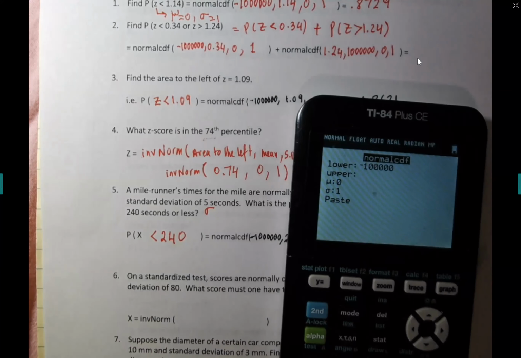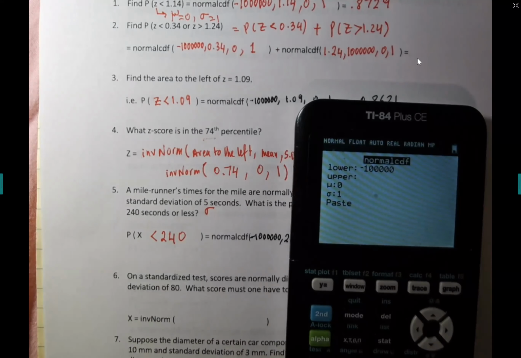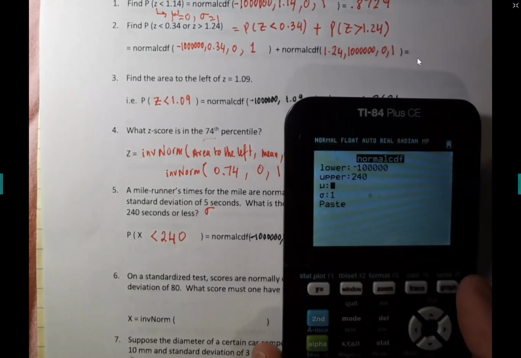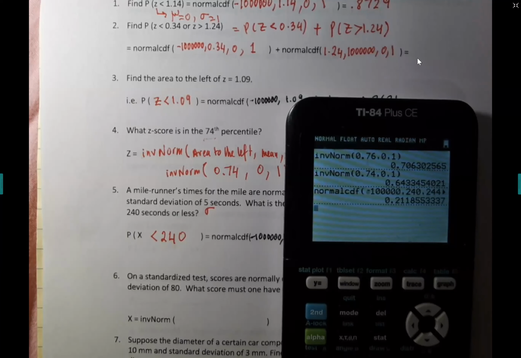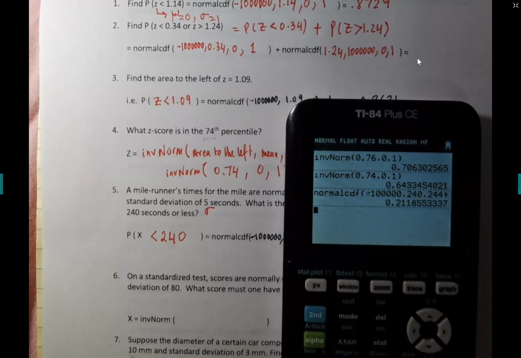Students always ask me, we get confused: when do we use normal CDF and when do we use inverse norm? Normal CDF, you use it to find the probability. If he's asking you to find a probability, then it's normal CDF. Now, if he gives you the probability and asks you to find a z-score or x value, then you use inverse norm. Which one do you use more? Definitely the normal CDF. So 240, and then the mean is 244, and then 5. The answer is 0.2119.